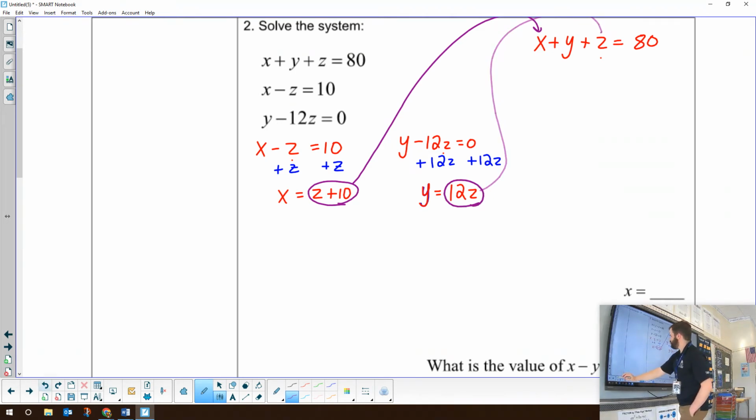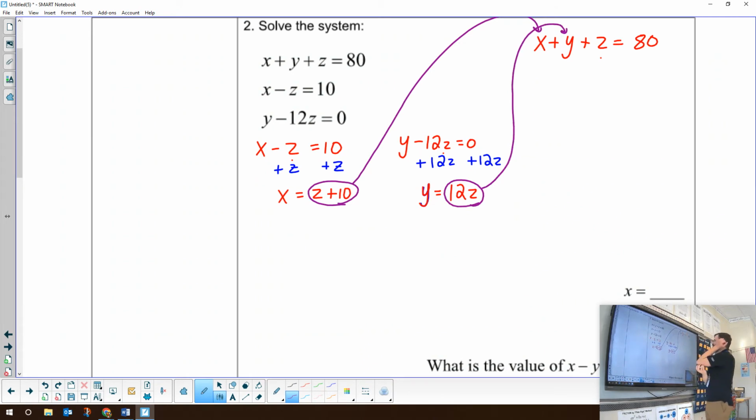And I can also take that 12Z and plug it in. Oops, not for that Z. We're going to plug it in for my Y right there. So I can take both of those, plug them in, and create an equation that only has Z's in it. Instead of having X there, I'm going to have Z plus 10. Instead of having Y there, I'm going to have 12Z. And then I still have this Z here on the end, and it equals 80. Now we'll combine my terms. Z plus 12Z plus Z is 14Z. So I'll have 14Z plus 10 equals 80.